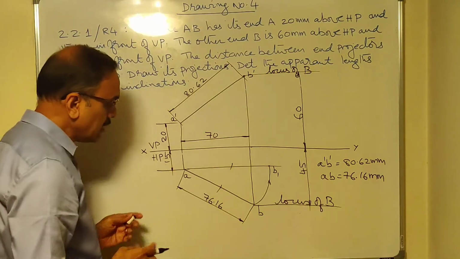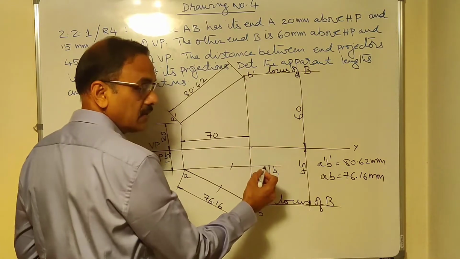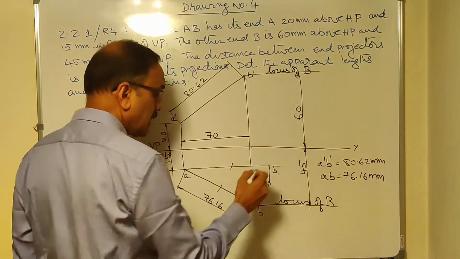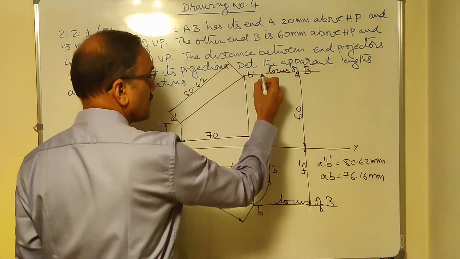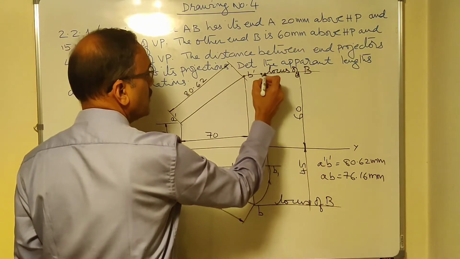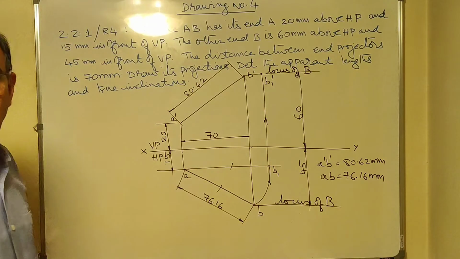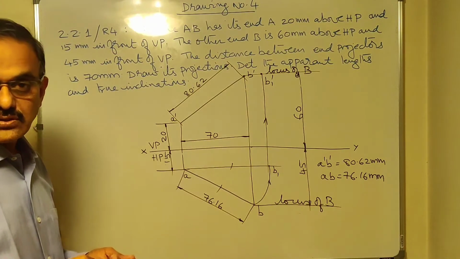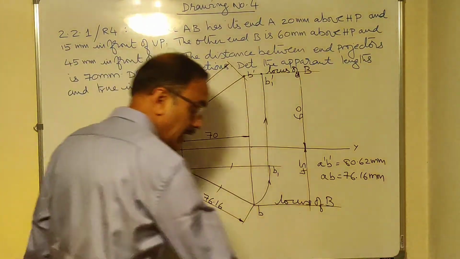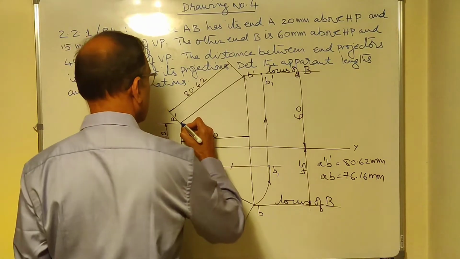So what was I telling you? As B is moved from B to B1, correspondingly B dash also will move to a new location. And that location you can get by drawing a projector from here, in this direction. So this point is denoted by B1 dash. So B dash has moved from B to B1 dash. That is its new location. Now, if you connect this A dash with B1 dash, that becomes the true length.